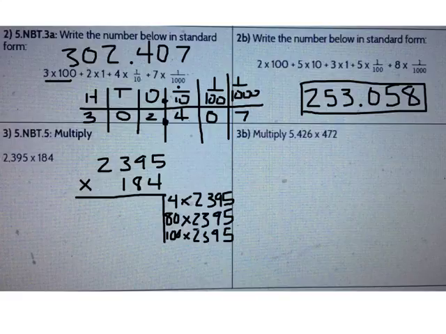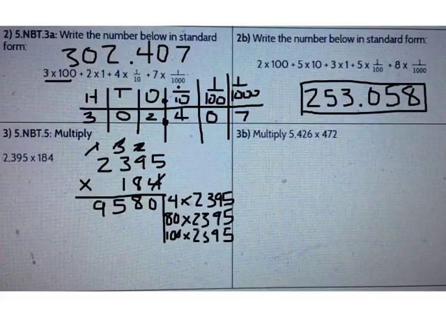I can start with the top row. What's 4 times 5? It's 20. What's 4 times 9? It's 36, plus 2 more is 38. What's 4 times 3? It's 12, plus 3 more is 15. What's 4 times 2? It's 8, plus 1 more is 9. Now I'm finished multiplying by the 4 in the ones place.